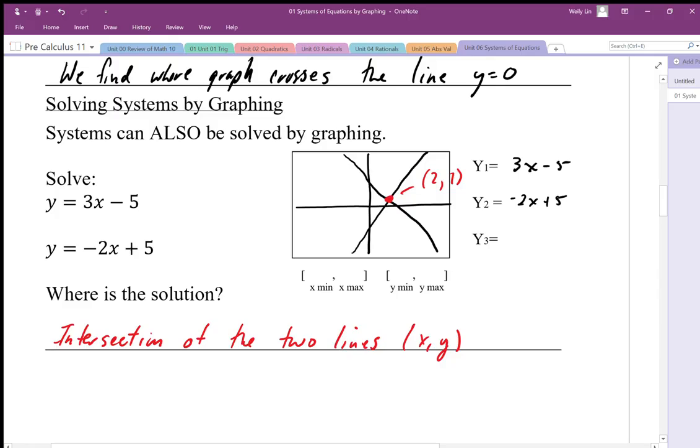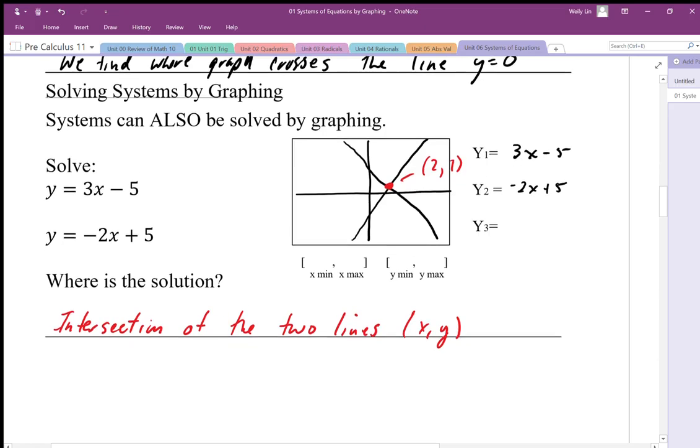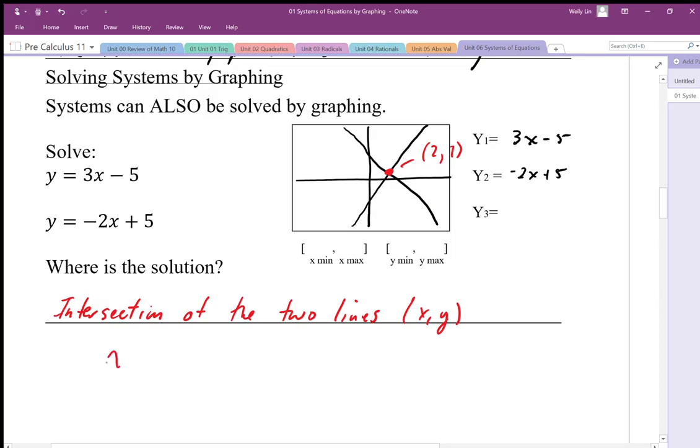And if we were to check this, we can see that it does fit into both equations. When x is equal to 2, y is 1. So my solution is x equals 2, y equals 1, and a two-variable system has a solution for both x and y.